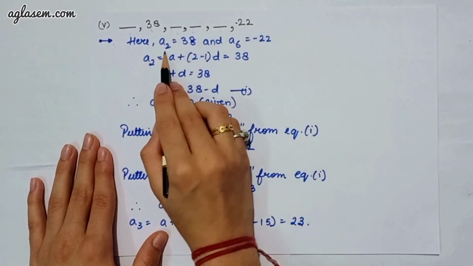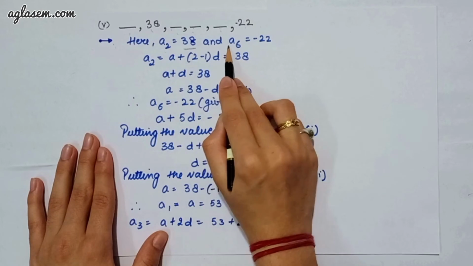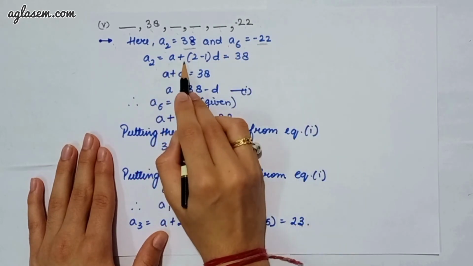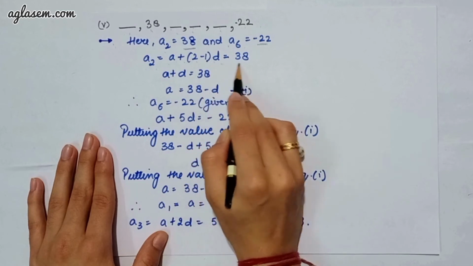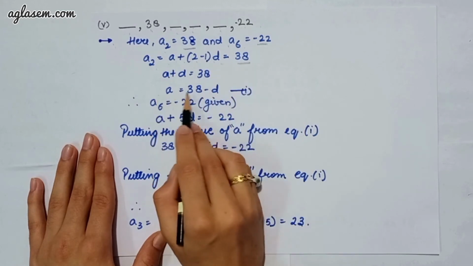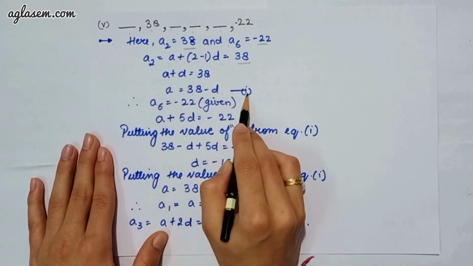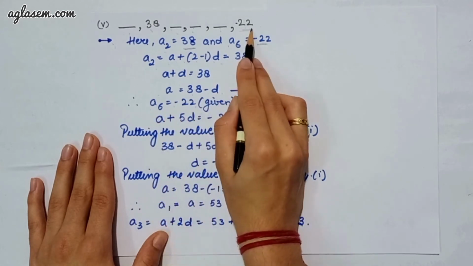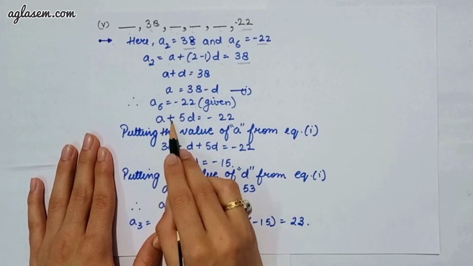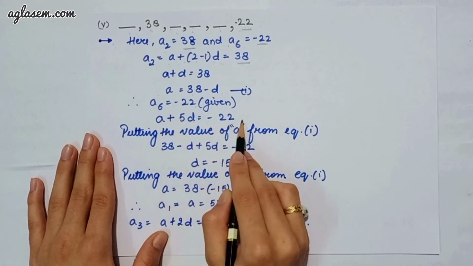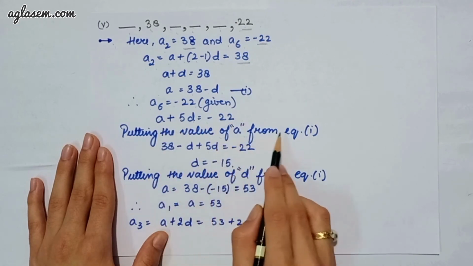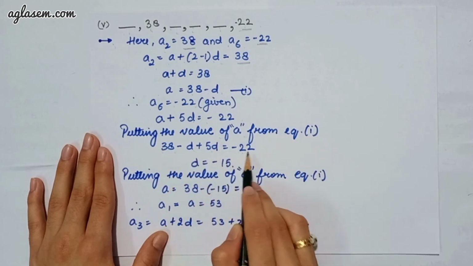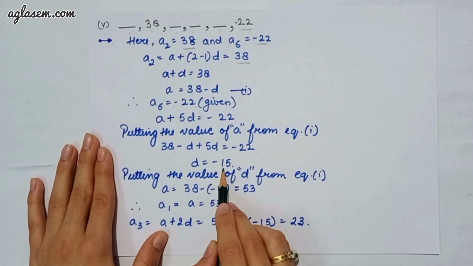So here a2 is given, that is 38, and a6 is given, that is minus 22. So a2 is equal to a plus 2 minus 1 into d, that is 38. A equation will be 38 minus d, that will be our first equation. So a6 is equal to minus 22, which is already given to us. From this we can find a plus 5d, that is equal to minus 22. Now putting the value of a from equation 1, we will get 38 minus d plus 5d is equal to minus 22. So here d value will be minus 15.